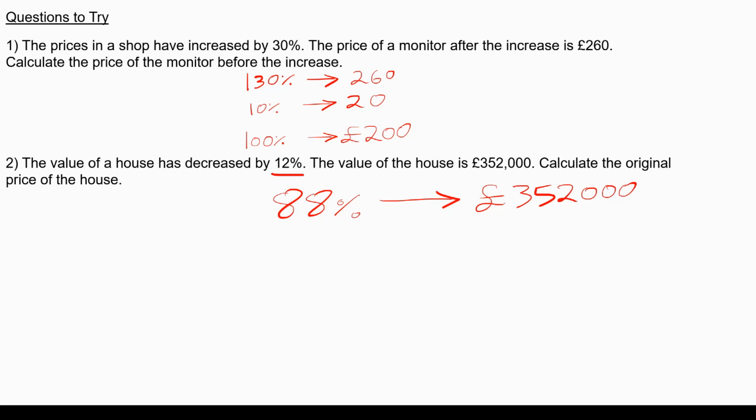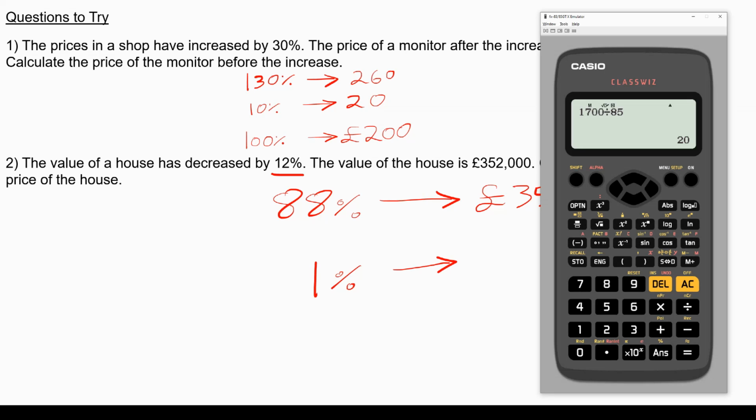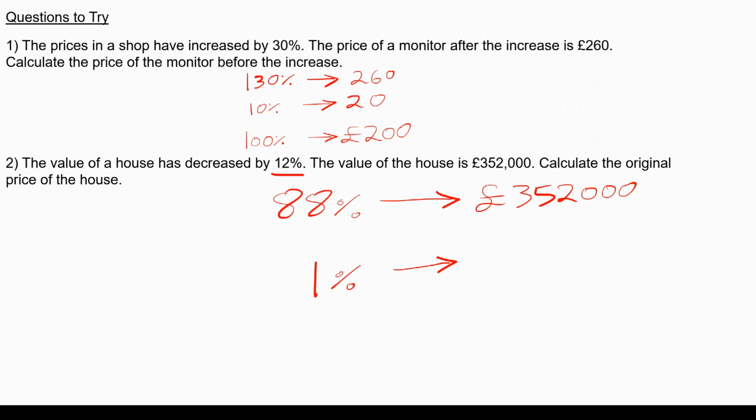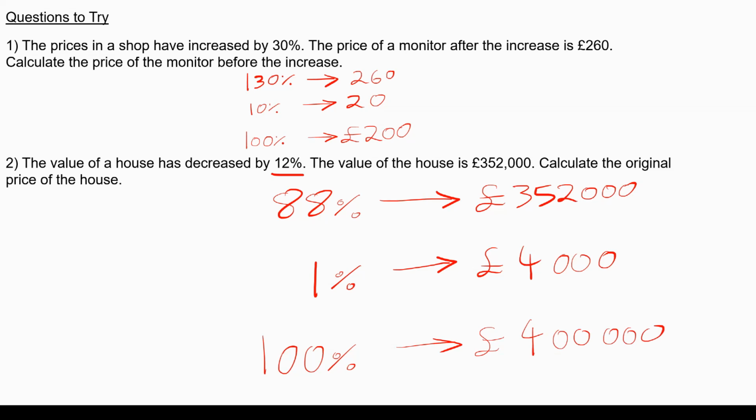This is a slightly trickier question in terms of numbers. So if we had a calculator, to get to 1%, we would just divide both sides by 88. So we would need to do 352,000 divided by 88, which is 4,000. So 1% of the original value of the house is £4,000. To get the full value of the house, we multiply both sides by 100, which will give you 400,000. So the original value of the house was £400,000.